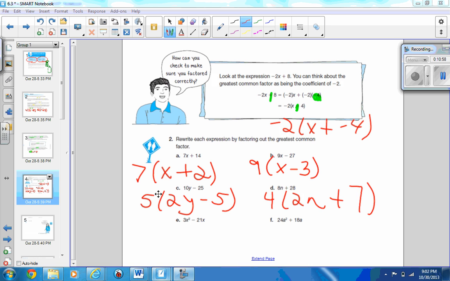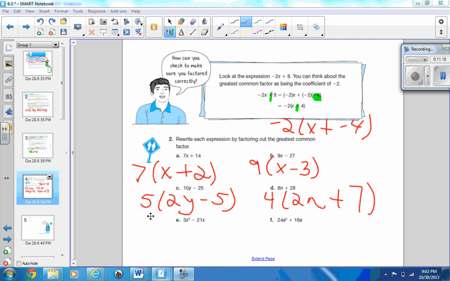So if you factor out 5, 10 divided by 5 is 2. So you still have a 2y remaining. And of course, 25 divided by 5 is 5. So you still have a 5 remaining in the second number. So the greatest common factor is not always the coefficient of the variable. It could be a different factor involved there.